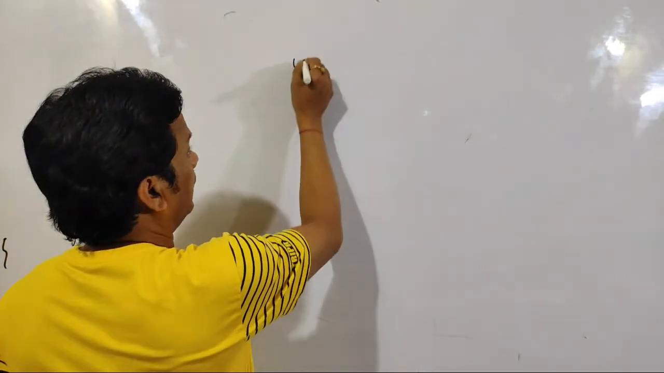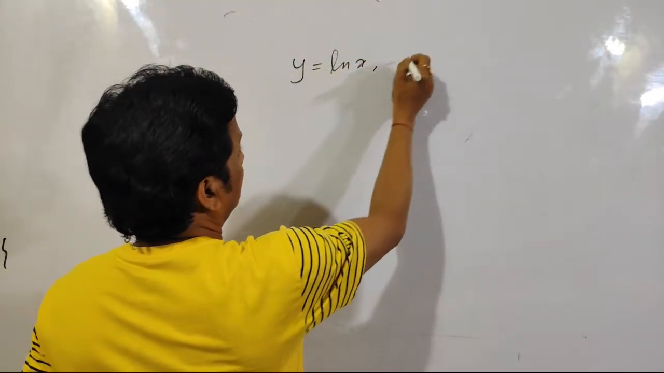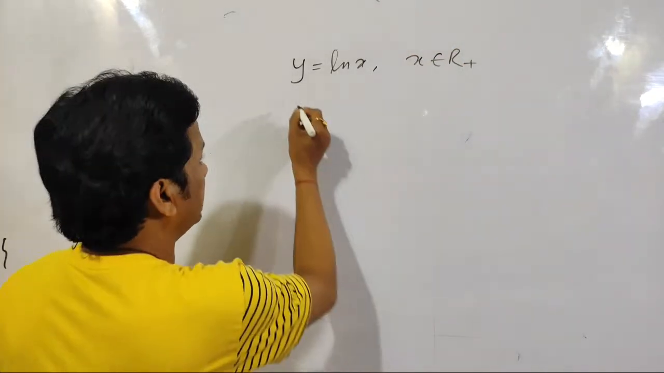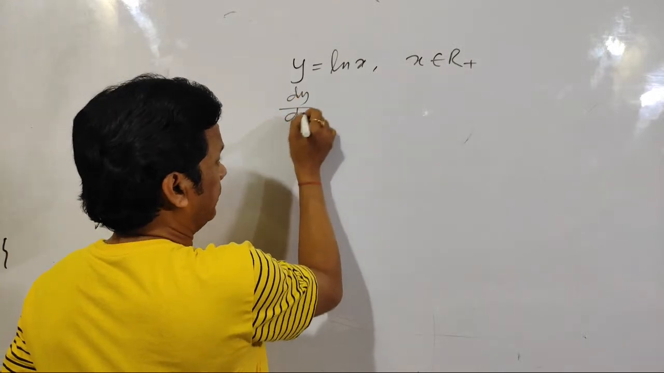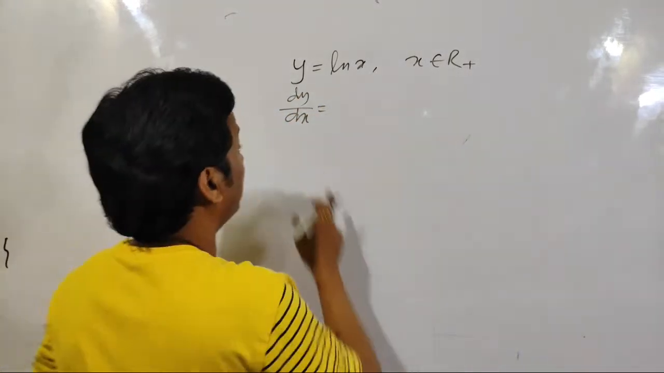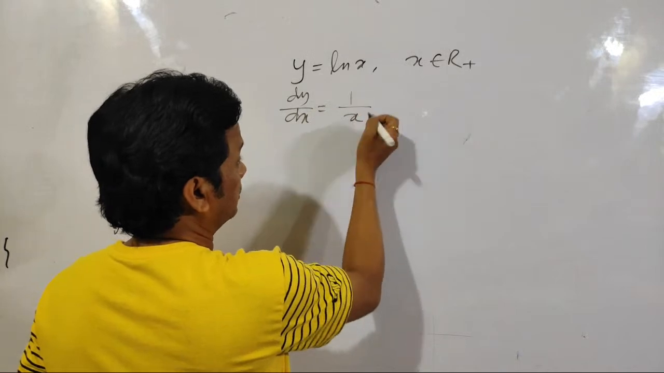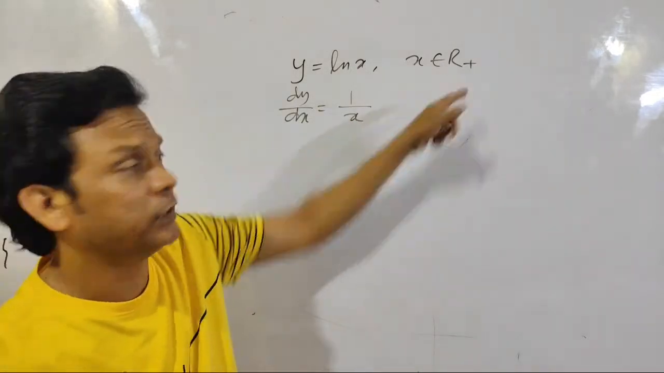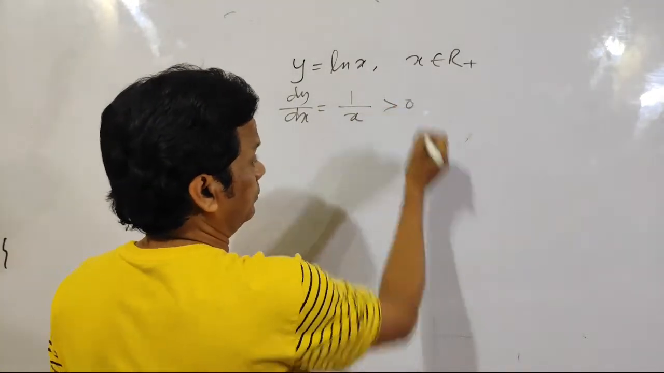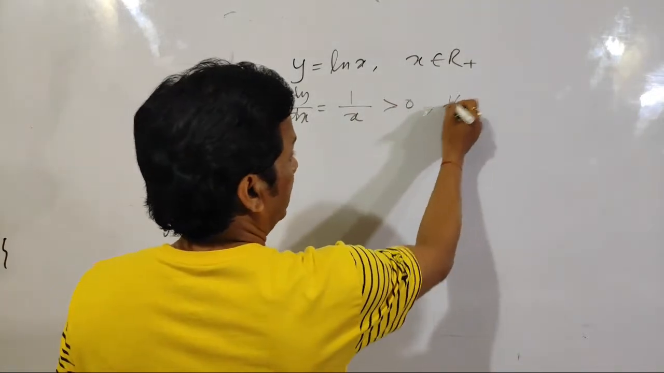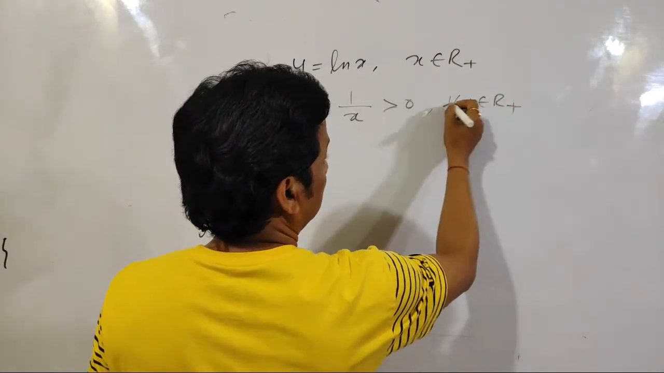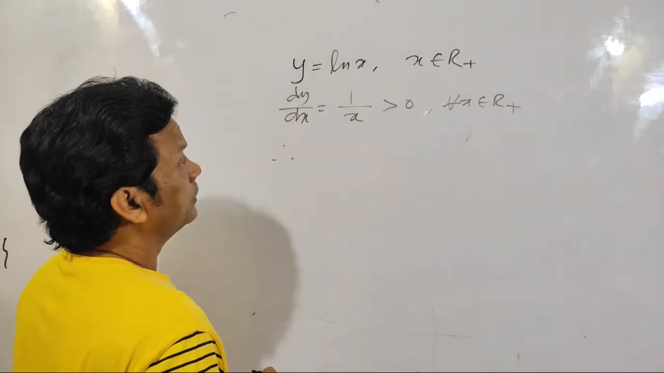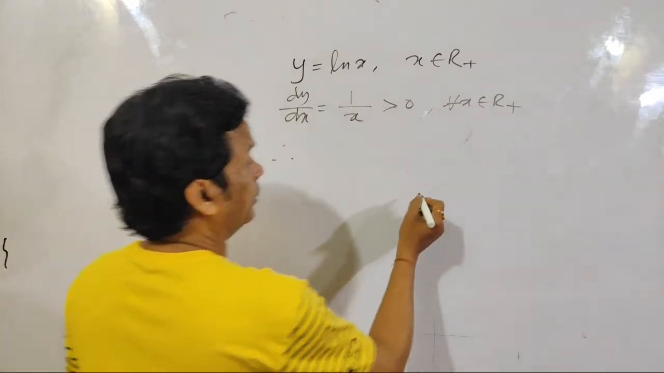And it is given that y is equal to ln x, where x belongs to R plus, x is a positive real number. And now let us see. This question is very important. I will tell you why it is important. dy by dx is 1 by x. Because the derivative of log x is 1 by x and x is a positive real number. So this quantity is always greater than 0 for all x belongs to R plus. Clear? Therefore, the function is increasing. Why is it increasing?